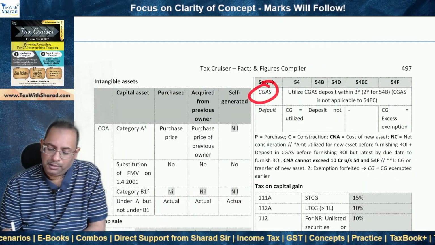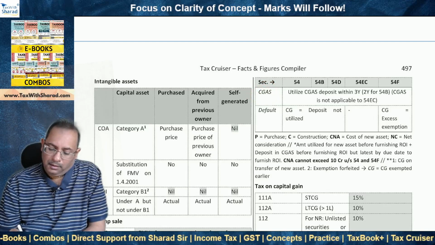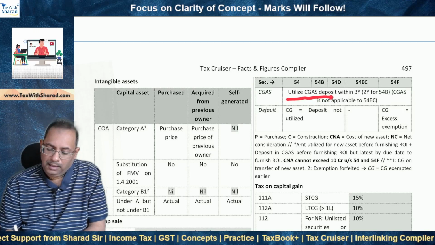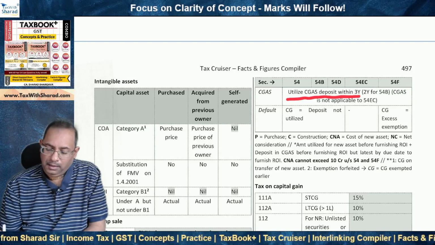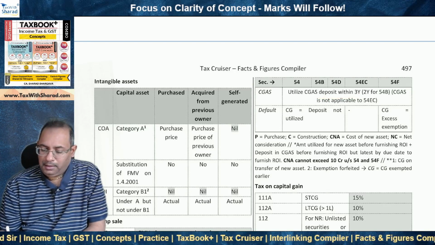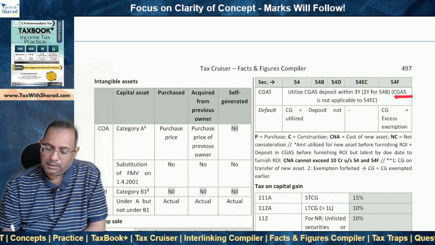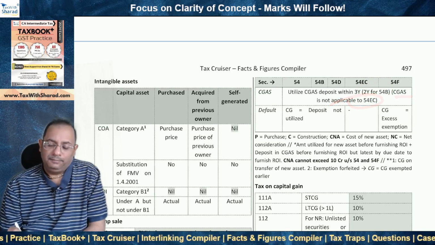Now, capital gain account scheme. One should utilize the capital gain account scheme CGAS as deposit within a period of 3 years. This 3 years is 2 years for 54B. Further, you need to note that CGAS is not applicable under section 54EC.